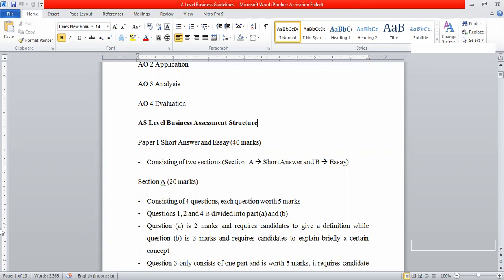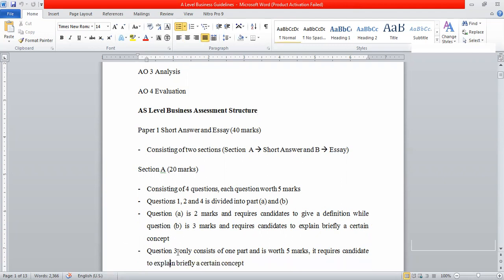While questions 1B, 2B, and 4B are worth 3 marks, and they require candidates to explain briefly a certain concept. It will be a brief explanation worth 3 marks. Therefore, the target answer would be around 3 to 4 sentences, because it's 3 marks. A minimum of 3 sentences would already be fine.